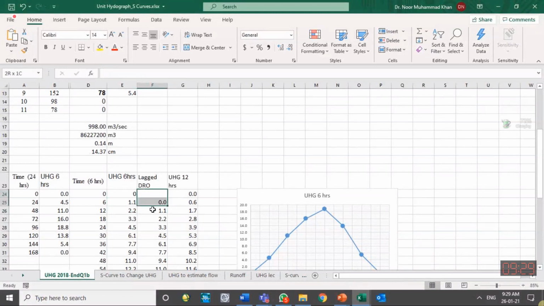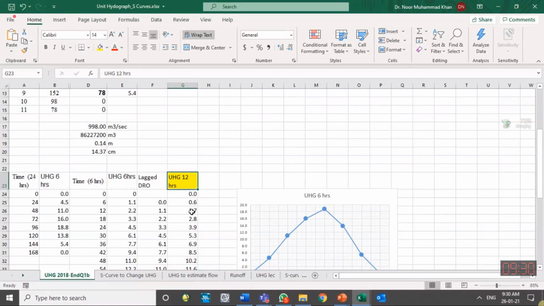So we are giving a lag of 6 hours, and this is a lagged unit hydrograph, we can say. Add them together and divide it by the number of unit hydrographs you have added, here divide it by 2. You are getting a unit hydrograph of 12 hours. Got it? So this is a unit hydrograph of 12 hours with the data at 6-hour intervals.